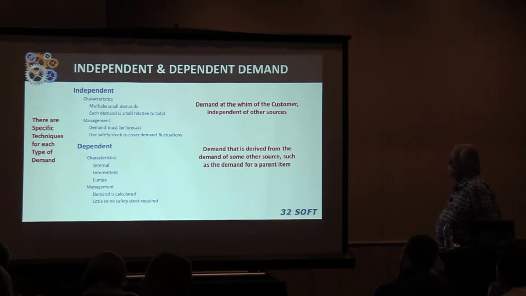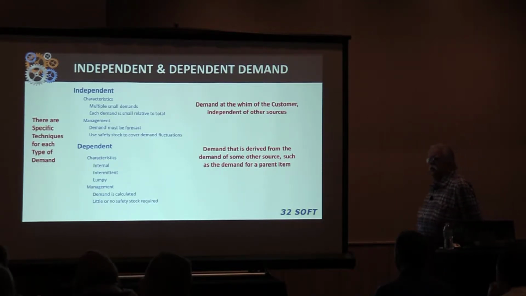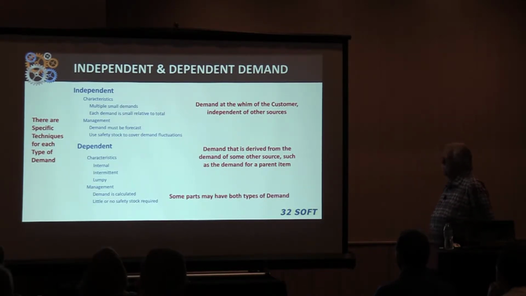So there are specific techniques that we use for each of these, and we'll talk about both the independent and the dependent demand. So some parts have both: spare parts. Good example, you use an assembly to actually build your end product, but it may fail in the field, and so you have to carry that as an inventory item.